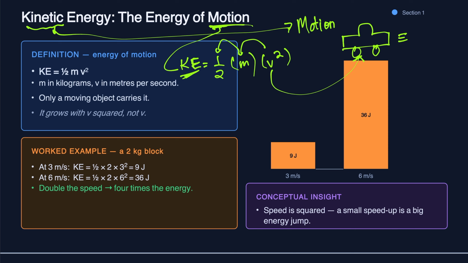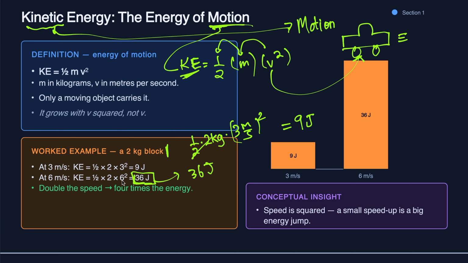So for example, if you're asked to find the kinetic energy of a 2 kg block, right? At 3 meters per second, it would be 1/2 times 2 kgs times 3 meters per second squared. Or it would be 9 joules. But at 6 meters per second, it would be 36 joules, right?